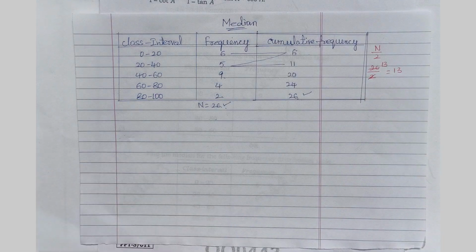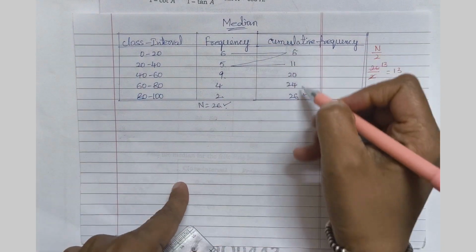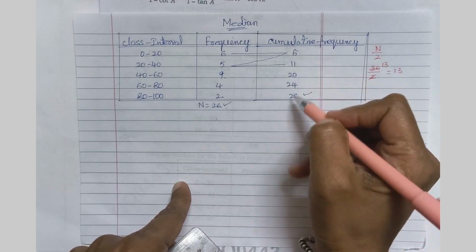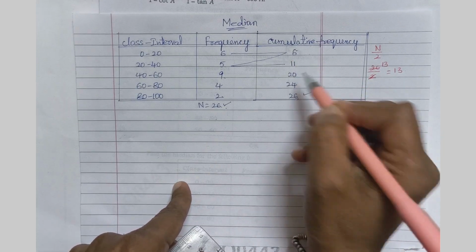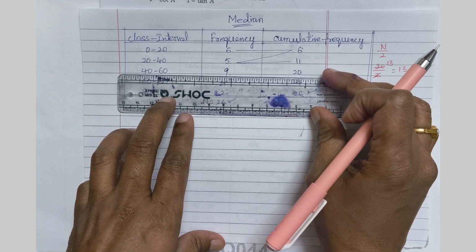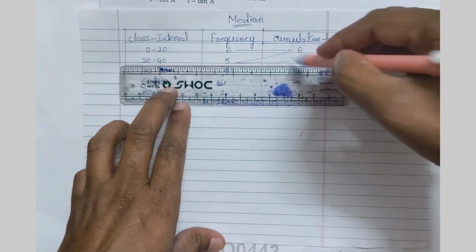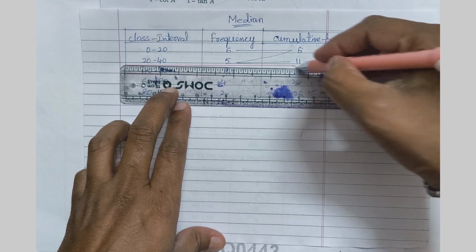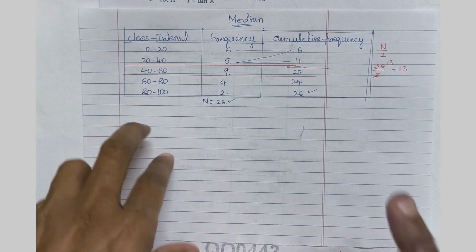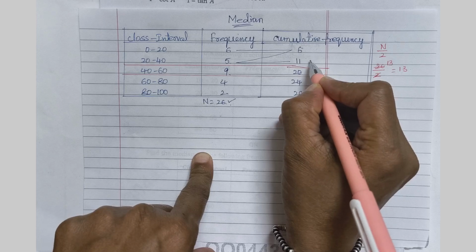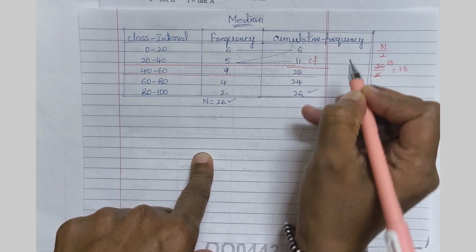Okay, see here. Observe 13 in the cumulative frequency. Where is the 13 chance? More than 13 means 20 is the chance. So here you put the box. n by 2 means 13, and the number more than 13 gets the box. The number above this box is the CF.